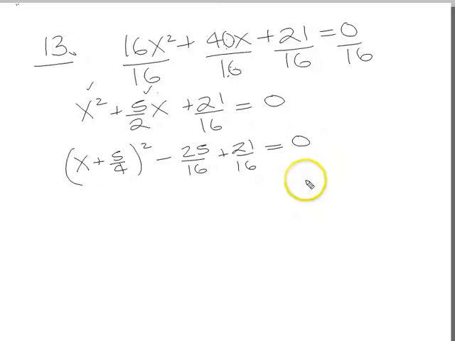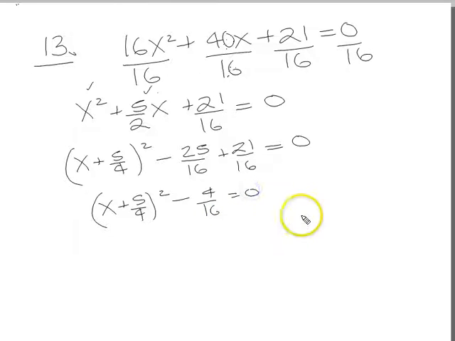So let's just put that down. What have we got then? We've got x plus 5 over 4 squared. See how easy it is? Minus the 25 over 16 plus 21 over 16 is minus 4 over 16 equals 0. 4 over 16 is a quarter, so when we move that across, we'll write a quarter. So x plus 5 over 4 squared equals, moving that over to the other side, 1 quarter. 4 over 16 is the same as a quarter: divide by 4 top and bottom.